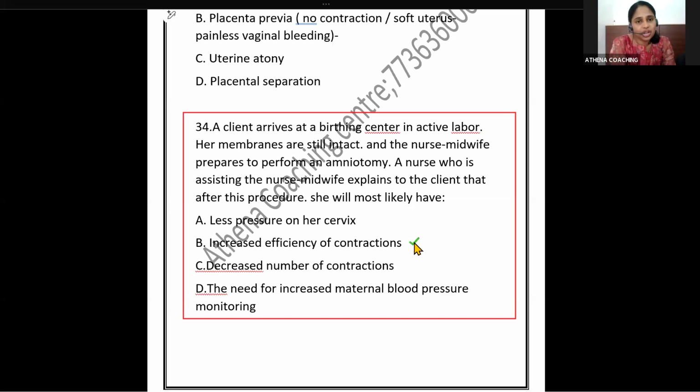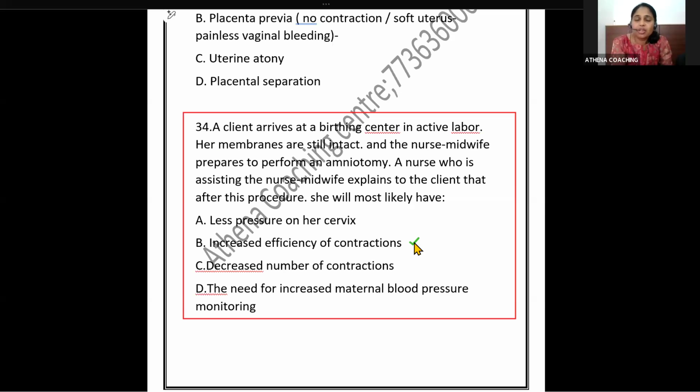Increased efficiency of contraction. Okay. Additional points you need to remember: after amniotomy you have to monitor fetal heart rate. That is very, very important. Amniotic fluid color has to be assessed. Greenish amniotic fluid indicates meconium passing, which raises the risk of meconium aspiration. So the color of amniotic fluid is very, very important. If it is thick amniotic fluid, it indicates either term or post-term. Thin or diluted amniotic fluid, with no color, indicates preterm.